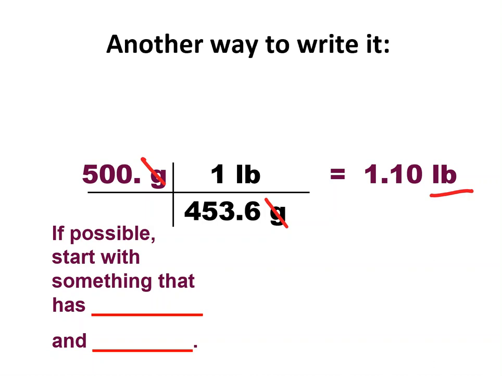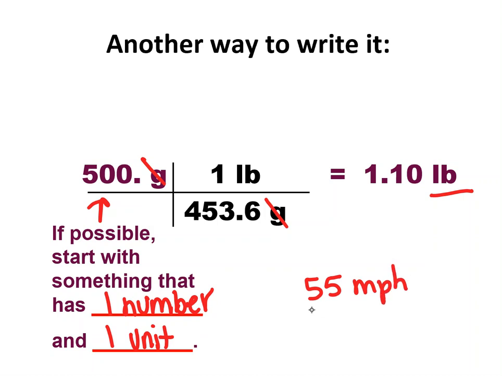The other thing you watch for, because you're going to have problems that have lots of numbers, and sometimes it's hard to know where to start, and the key is when we start here, the number we put there, if possible, we want a number that has one number, one unit, if possible. And even like something like 55 miles per hour, it has 2 units. It has miles and hours. So if possible, I'm not going to start with that. So now we're ready to look at some other examples.